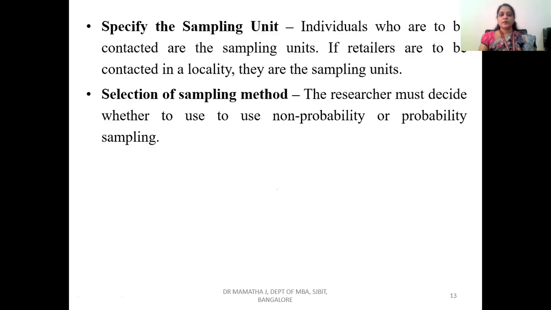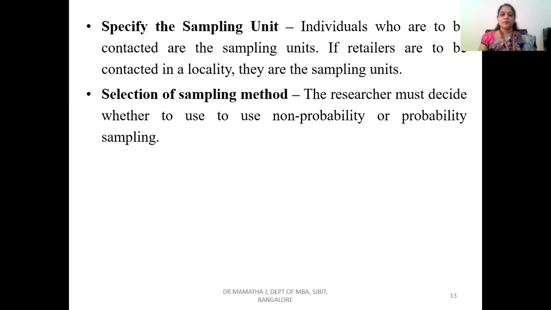Next, sampling unit. As I told you, it will be the geographical one. If you want to study the retailers, so retailers contacted in the local locality, they will become your sampling unit. Sampling method. I told you probability and non-probability sampling techniques. The main difference between these two is that in probability, all the elements in the population are given an equal chance to participate.